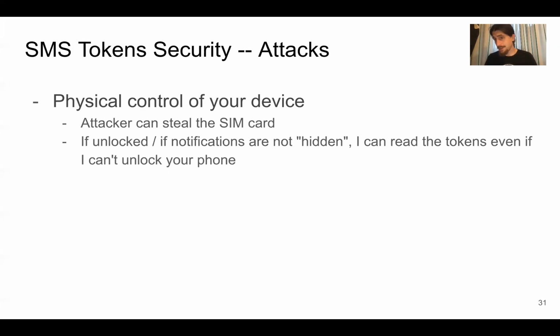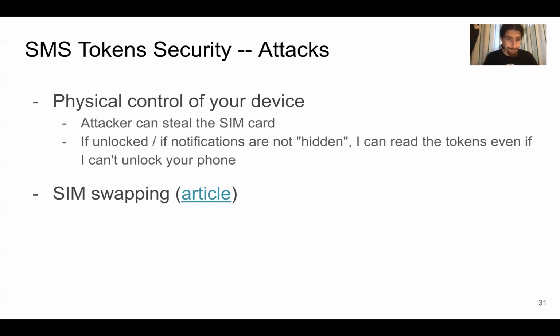If the phone is unlocked, so if there is no PIN code or pattern or anything like this, or if it's locked but the notifications are not hidden, for practicality, most people keep it that way. The phone is locked, but if you send me a message, I'm going to get a text and see the content of this message on the phone's main page before the lock screen. So in either of these two cases, I can read the tokens, even if I cannot unlock your phone.